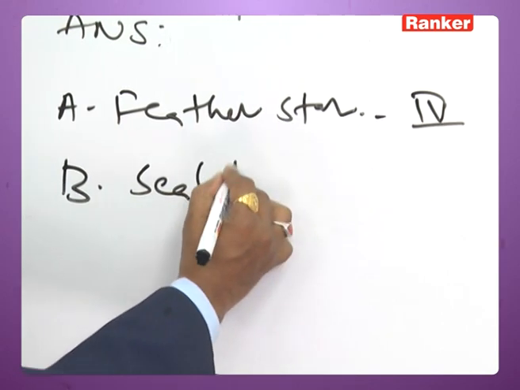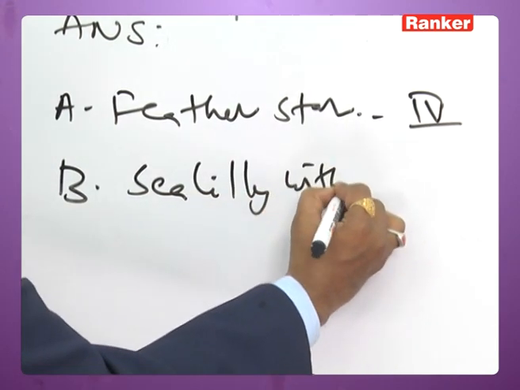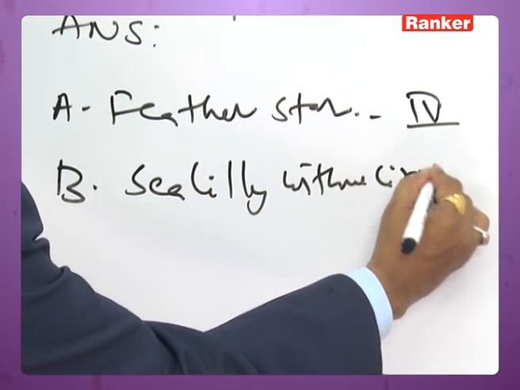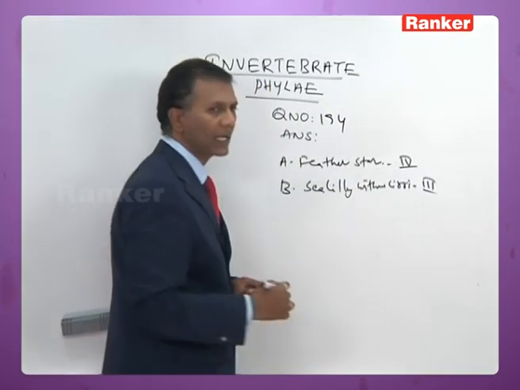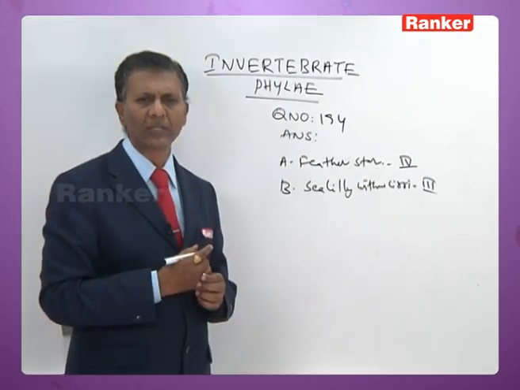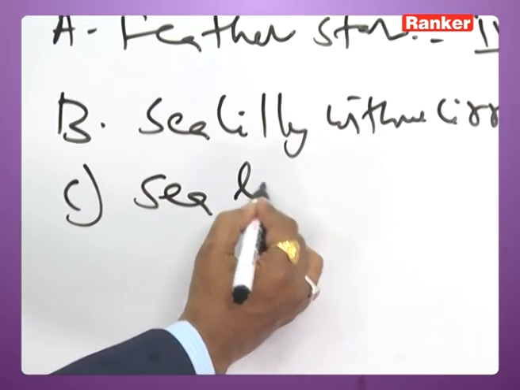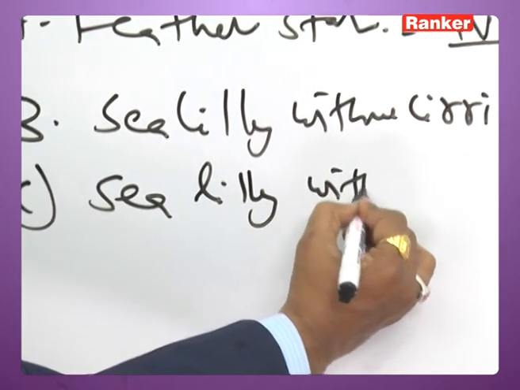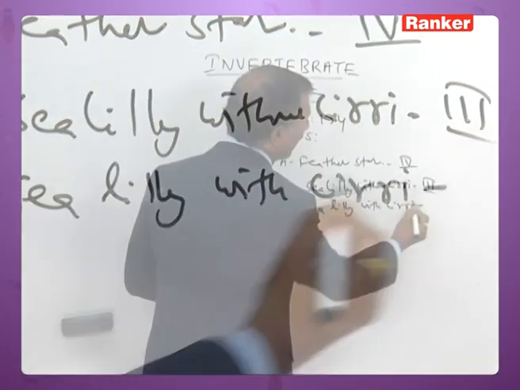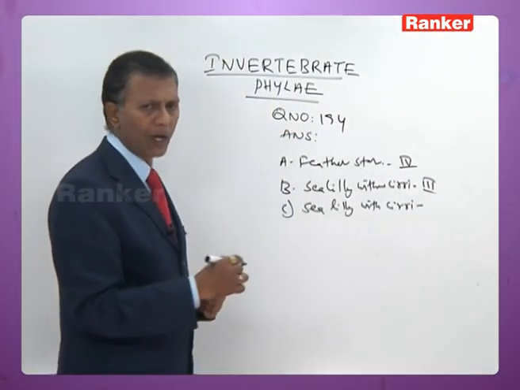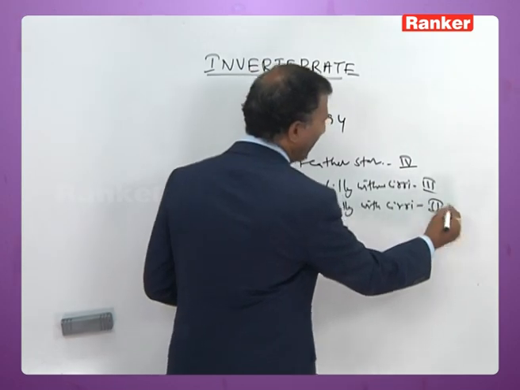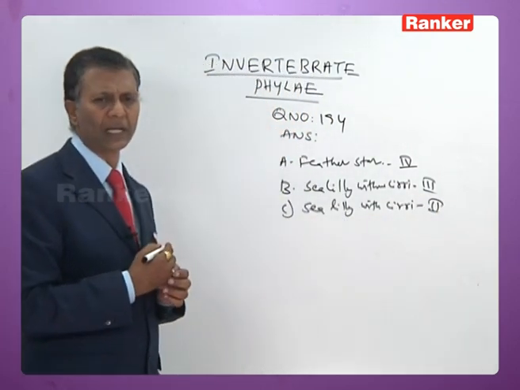Sea lily without cirri is the third option. Bathycrinus is a sea lily without cirri. C, sea lily with cirri is Tilocrinus. So the second option is correct.